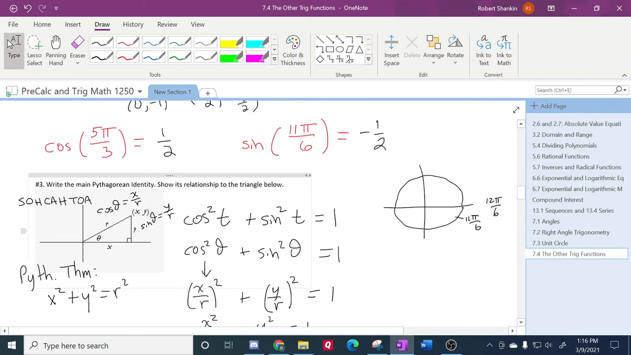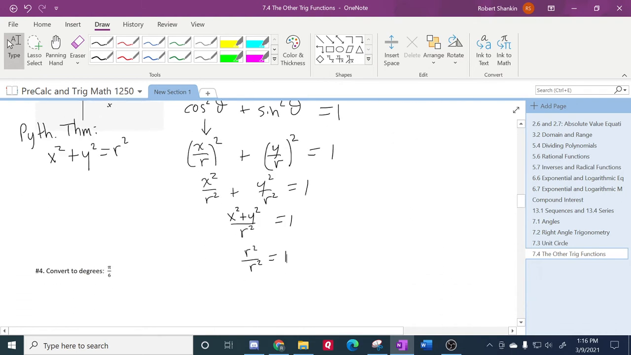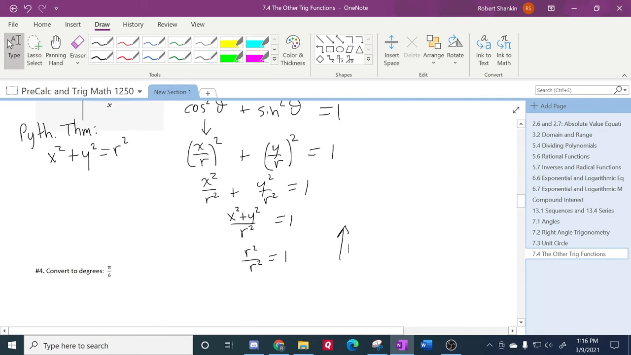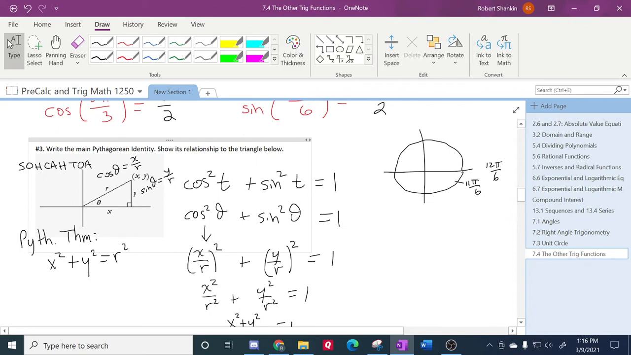Show its relationship to the triangle. Now you could make an argument kind of in reverse. You'd say, look, do you agree that r squared over r squared is 1? Yep. And if you argue up this way, well then, r squared is the same as x squared plus y squared, which is the same as this, which is the same as this, which is the same as this, and we see that we will arrive at the Pythagorean identity. If somebody agrees that r squared over r squared is equal to 1, they're also agreeing that cosine squared of theta plus sine squared theta is equal to 1.